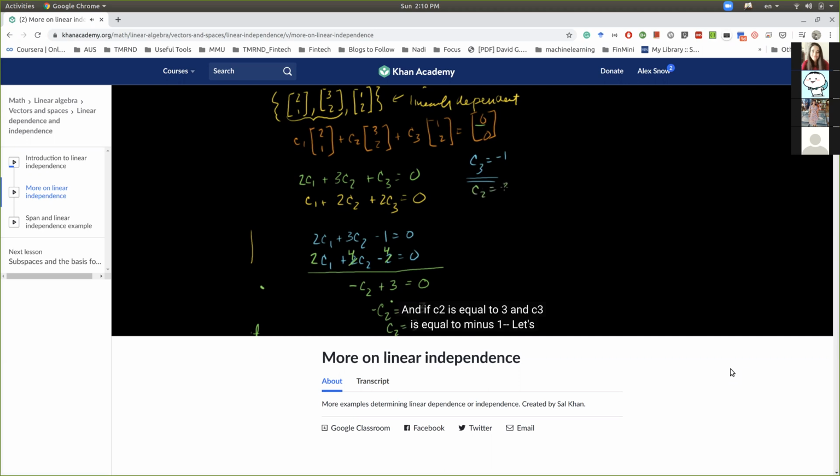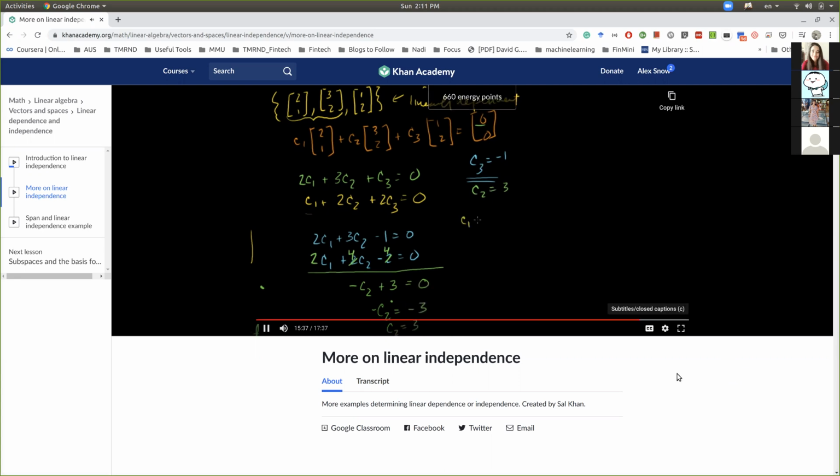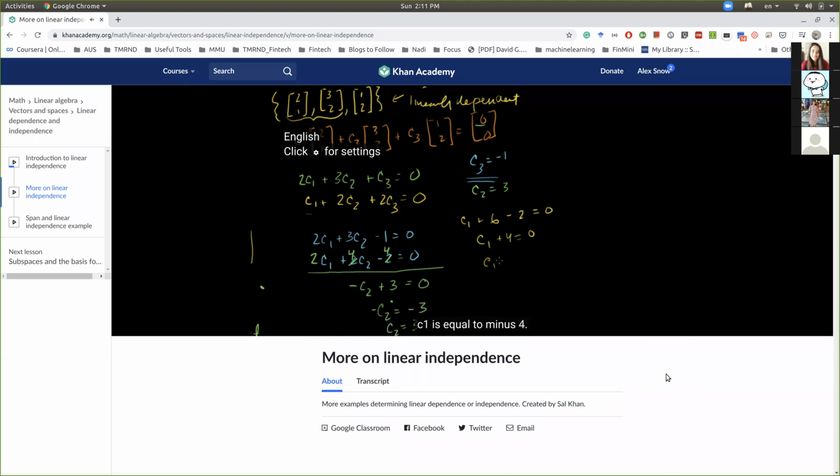And if C2 is equal to 3 and C3 is equal to minus 1, let's just substitute here. So we get C1 plus 2 times C2, so plus 6, plus 2 times C3, so minus 2, is equal to 0. C1 plus 4 is equal to 0. C1 is equal to minus 4. So I'm giving you a combination of C's that will give us a 0 vector.